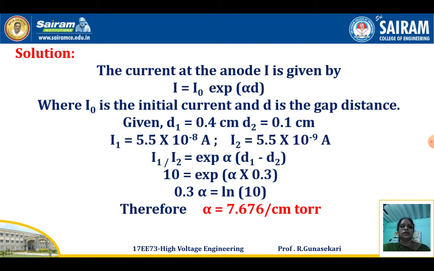From this, alpha equals 7.67 per centimeter. This is the unit of alpha, the Townsend gradient. Okay student, given a simple problem, it takes just 4 to 5 steps. You write the given data, the required data, which is alpha, and then the formula suitable for the given data for getting the required data, I = I0 exp(αd).